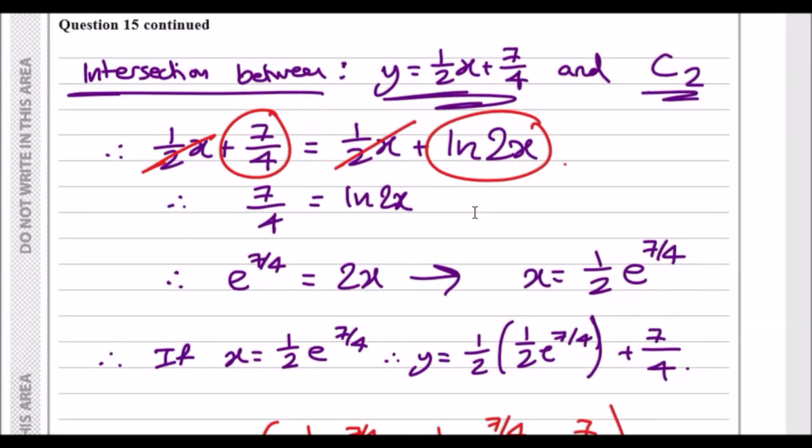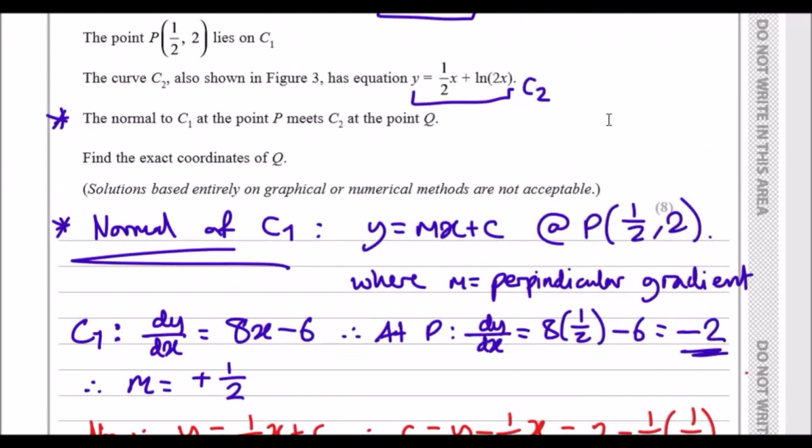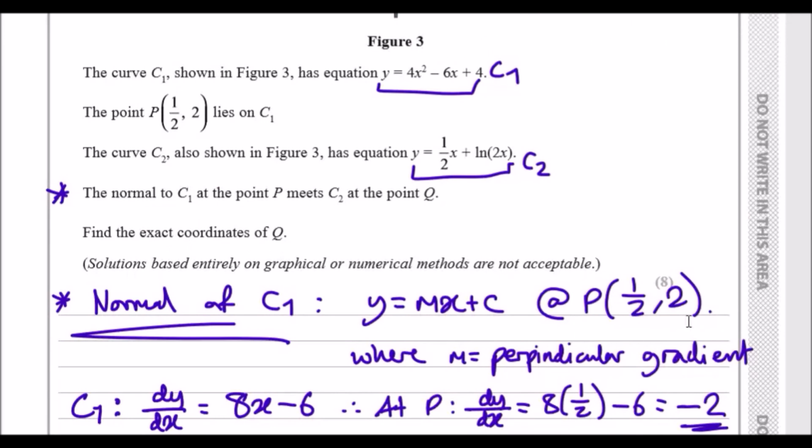Now this is easy, guys. Just take the exponentials on both sides, so the ln cancels out and you're left with e to the power of 7/4, which I did over here. And lastly, dividing by 2 across, you get the x coordinate of Q, which is half times e to the power 7/4. Now, this one wants the answers in exact coordinates, hence the 8 marks.